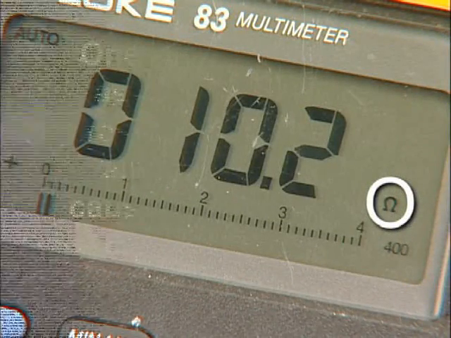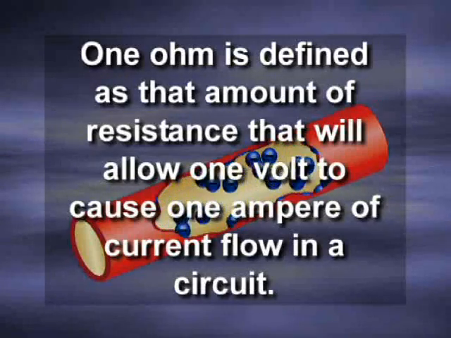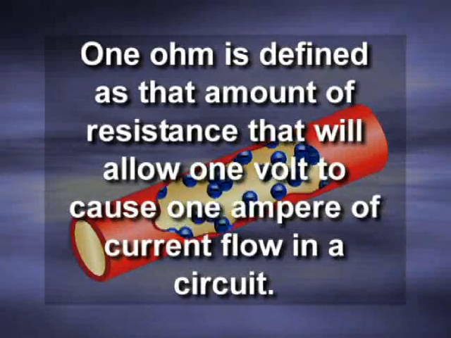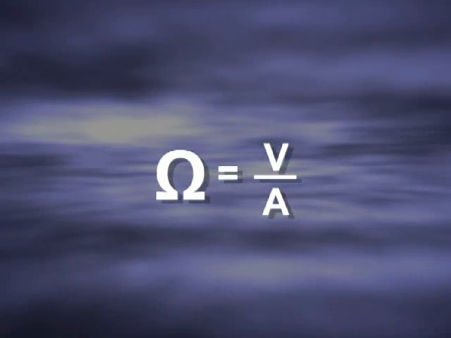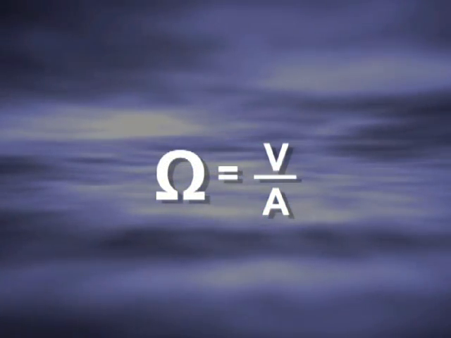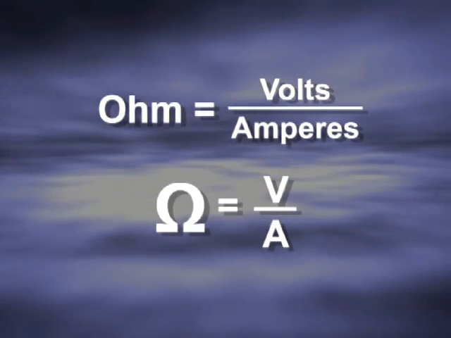1 ohm is defined as that amount of resistance that will allow 1 volt to cause 1 ampere of current to flow in a circuit. So in symbols, R equals V over A, or ohms equals volts over amperes.